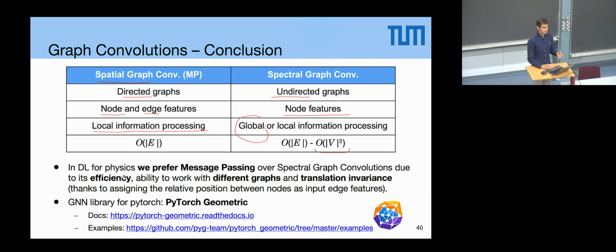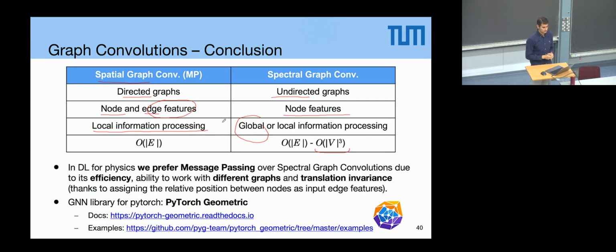Now, for most of the applications we will see, we prefer to use message passing, mainly because we can have edge features. By having edge features, we are going to assign to the edges the relative position between the nodes. And now we don't need to provide the absolute position of the nodes as another input. I think we will see that clearly when we see some examples. The advantage of using relative positions instead of absolute positions is that if we shift our graph in space, the inputs are going to be the same.